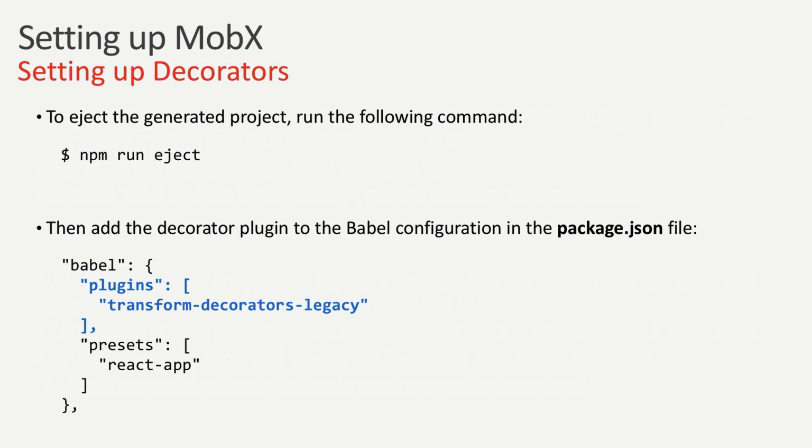If you look at the package JSON file before the ejection, you will notice that there is no ability to configure the actual Babel plugins. You have to do the ejection to make that work.